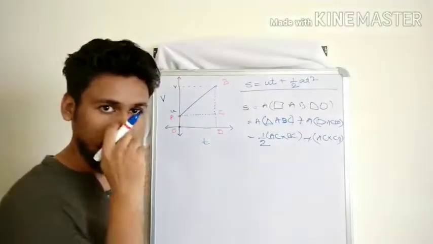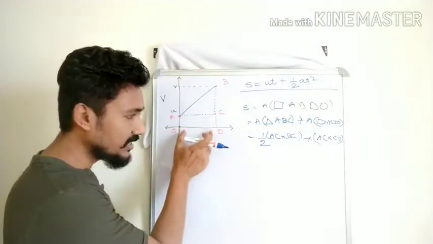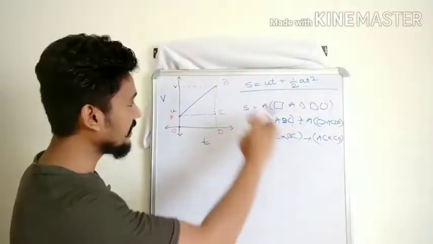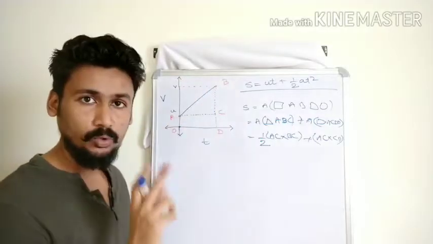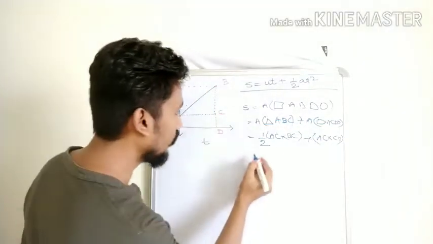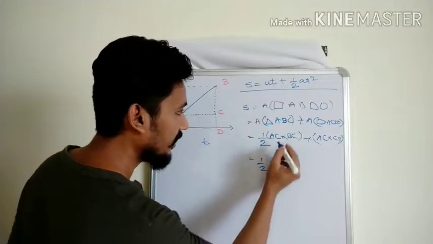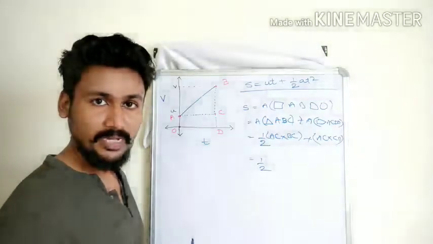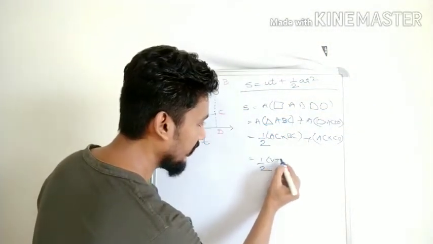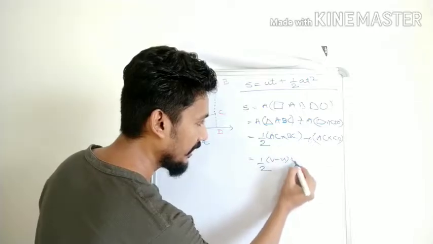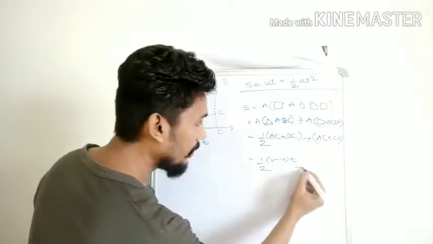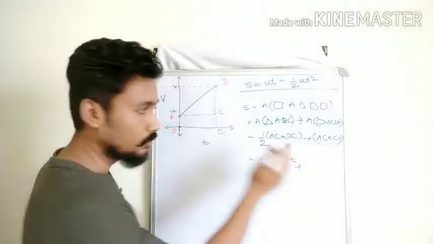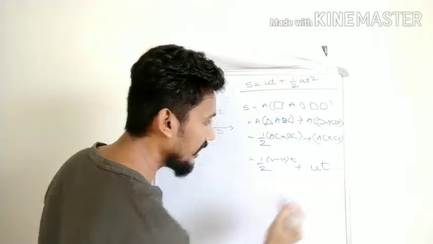Now we will substitute for these values. AC you can see is equal to OD, which is equal to the time. BC you can see is nothing but V minus U, that we have previously derived. So in place of AC you can write T, and in place of BC you can write V minus U. So we get half into V minus U multiplied by T, plus AC into CD. AC is time, CD is U, so this will become UT.